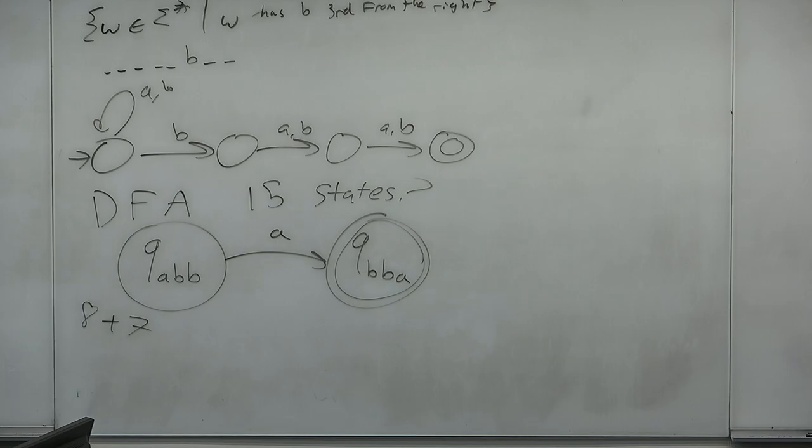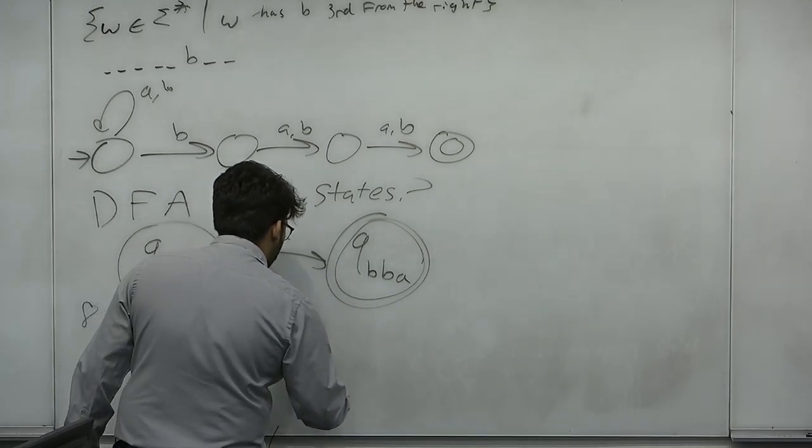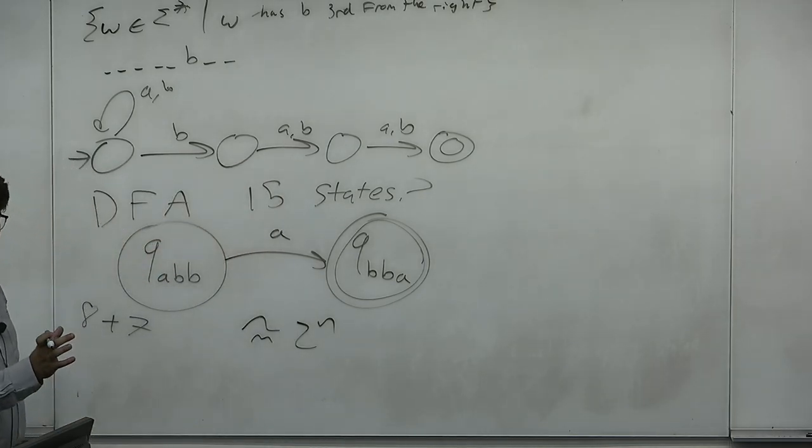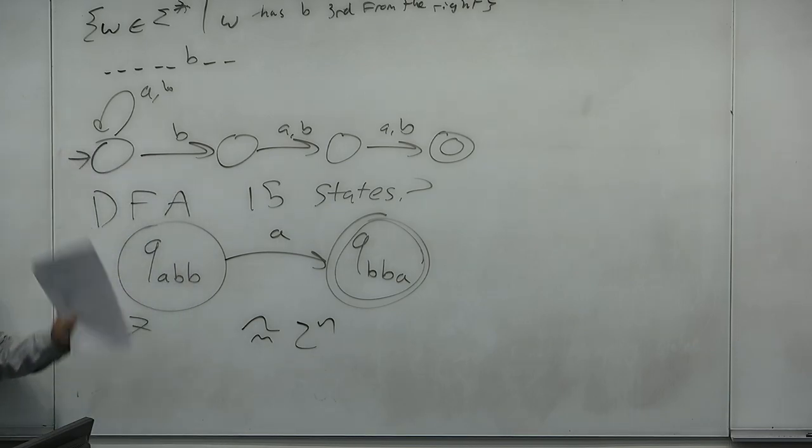Now, suppose instead of 3 symbols from the right, what if I did n symbols from the right? For the DFA, you would need about 2 to the n states, right? Because you need all substrings of length n. For this one, what's the size of the NFA in terms of n?